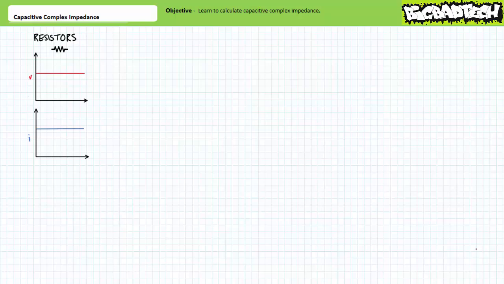I'm your instructor Jim Pytel, and today's topic of discussion is capacitive complex impedance. Our objective is to learn how to represent capacitors as complex impedances for the purposes of AC circuit analysis.